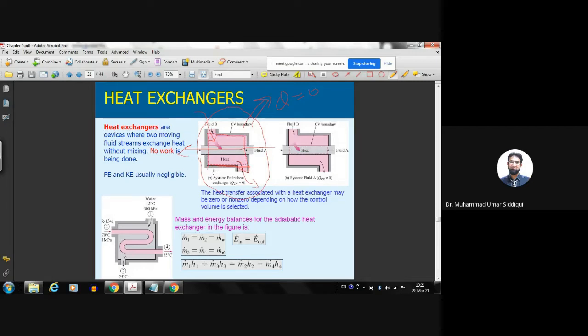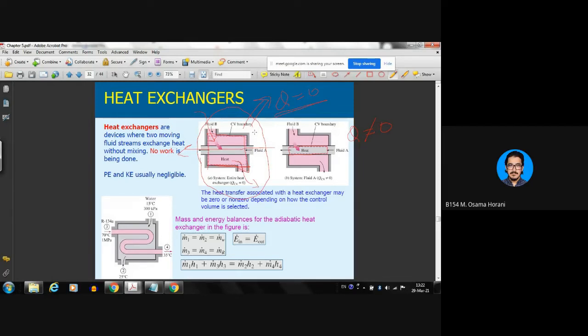However, if we are considering only one of the fluids as our control volume, then Q will not be 0, because this is what is needed: we need to transfer heat from one fluid to the other fluid. But if we are considering the whole heat exchanger as our system, then whatever heat exchange is taking place is between the two fluids and inside the system. So between the system and the surrounding, Q is 0. Do you understand this point or not?